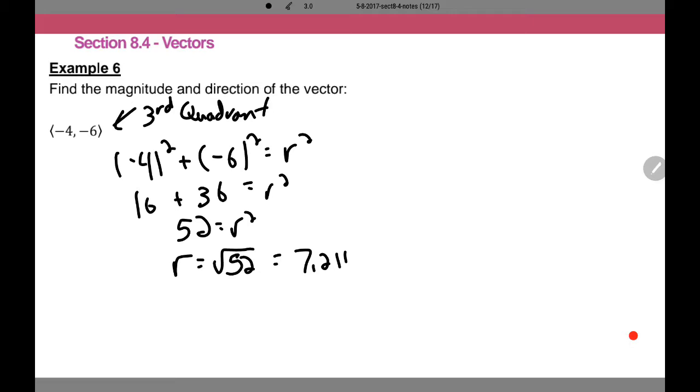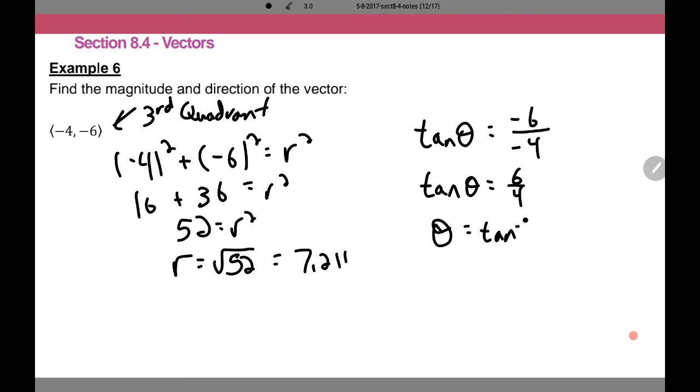Alright, so when we do this, to find my theta, the problem is going to be this. When I type this in, the negatives are going to cancel out, and I'm going to get this, or 3 over 2 even. And when I do my tangent inverse of that, I'm actually going to end up in the first quadrant with 56.3 degrees. So I'm not in the third quadrant, I'm in the first. I need to add 180, and I'll have the exact same thing. I'll have the right position though.